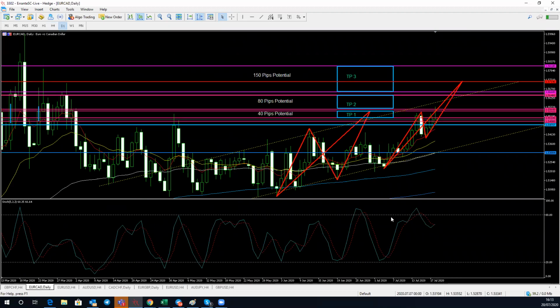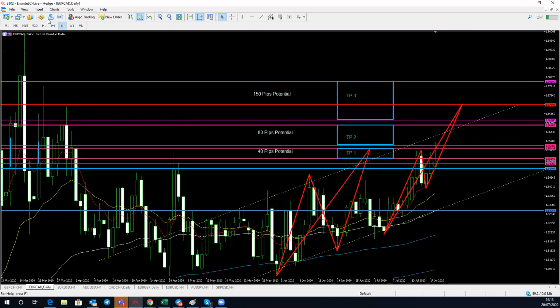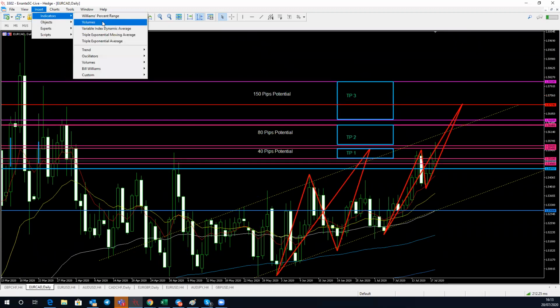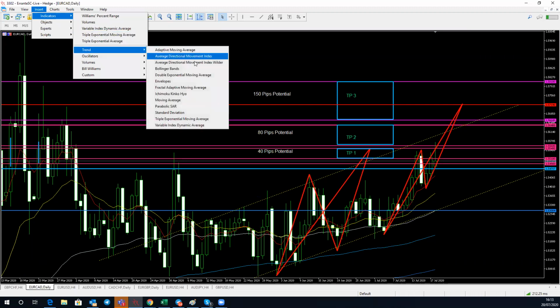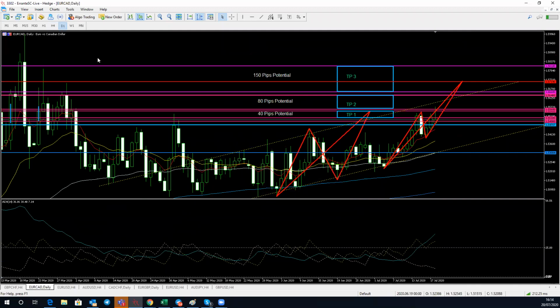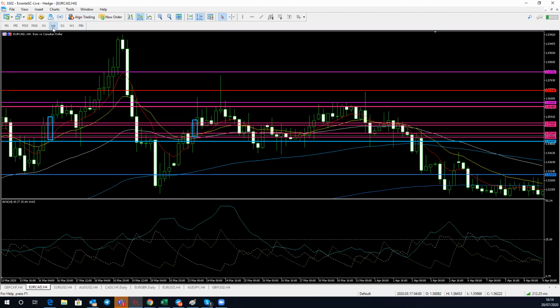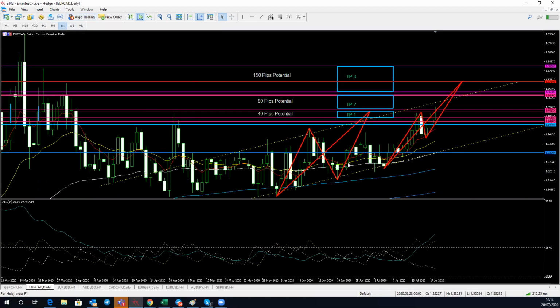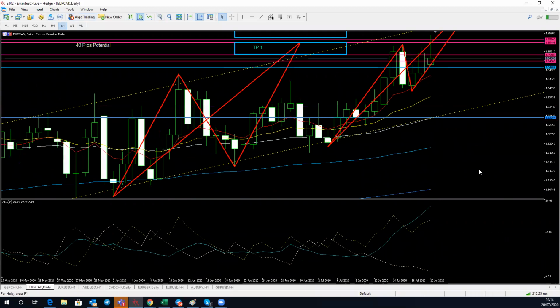With Euro CAD, we have got the stochastic here. I'll take this one away and let's look at the average directional movement index. It's not bad for EuroCAD on the daily in terms of momentum going up, but as we look at Euro USD, it's maybe due for a bit of correction as well. But as long as the highs are higher, it just got higher and higher.